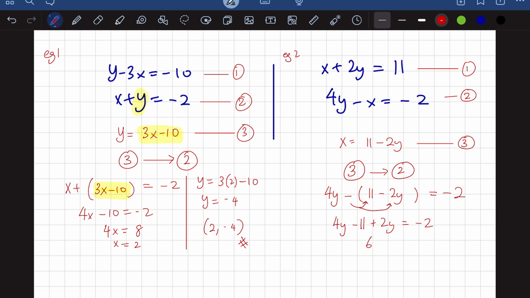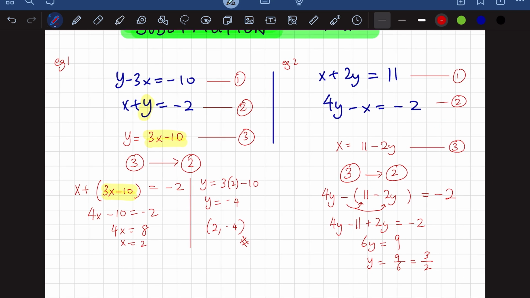Simplify it. So 6y equals 11 minus 2, that would be 9. And from there, y equals 9 over 6, and we can simplify that to be 3 over 2.